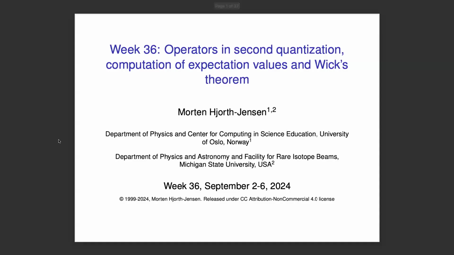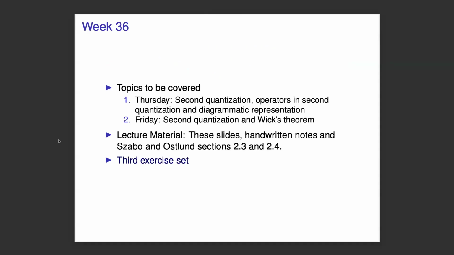And the topics this week, when we look at the weekly schedules, is actually to discuss a little bit more about second quantization. And we're going to repeat some of the things which we discussed last week. We are going to look at second quantization and also something which we are going to call a diagrammatic representation, but we're only going to scratch the surface of that. And then there is a very important theorem, which is called Wick's theorem, which is the one which gives us a much more compact way of calculating expectation values.